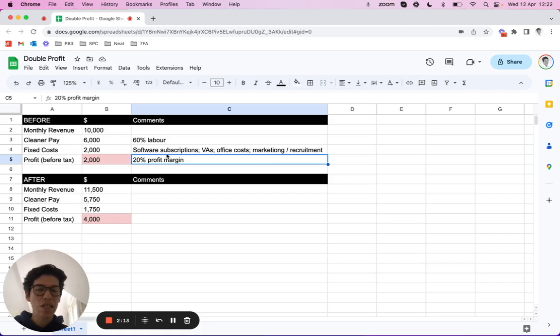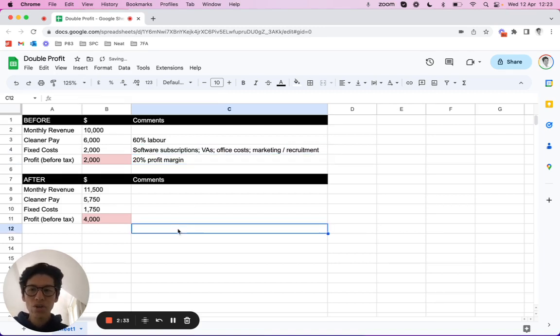It's telling me that there's not a lot of waste in terms of these fixed costs. In terms of the cleaner pay, we're at that 50 to 60% labor band, which is where we want to be. Again, if you're above 60%, if you're paying 70% or even higher, it's going to be very difficult to make this 20% at the end of the day. What I want to show you is that by making three simple changes in our business, we can double from 2,000 to 4,000. We can double the amount of profit in our cleaning business. Let me take you through what those changes would be.